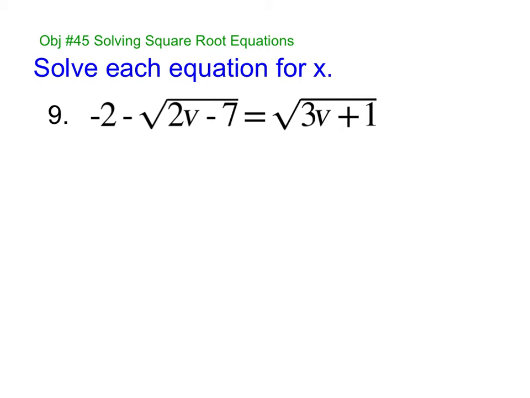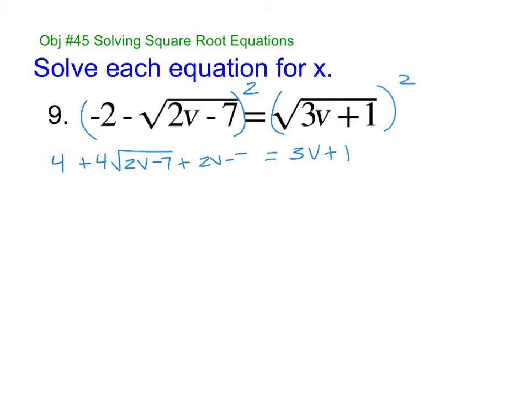Same process. So we start by squaring both sides. So pause the video and try it. At least try some of it. So I got 3v plus 1 equals. So FOIL. 2 times 2 is 4. Plus 4 root 2v minus 7 plus 2v minus 7.